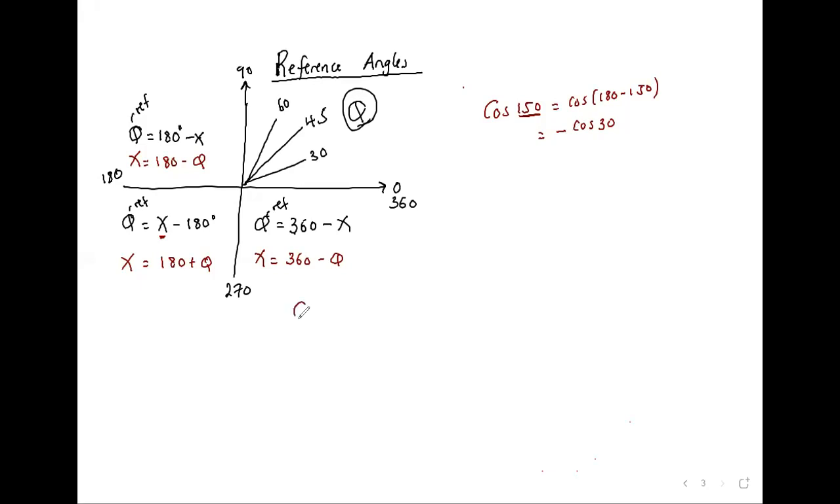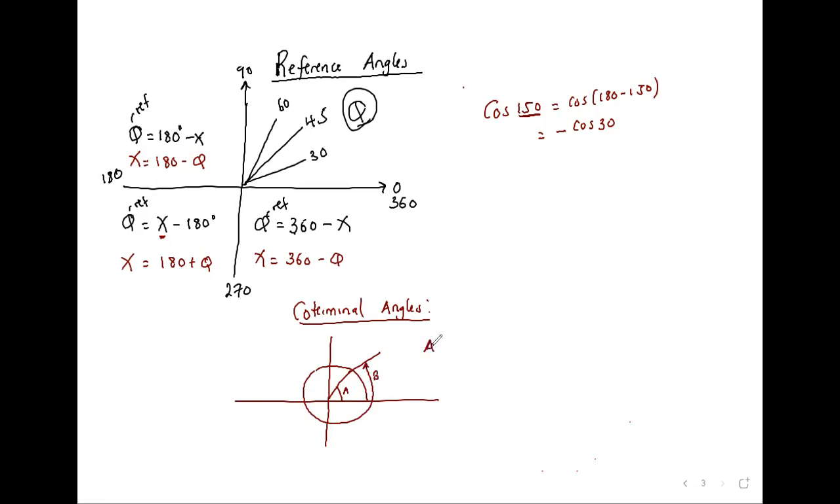A quick one is the coterminal angles. Coterminal angles, again, on the quadrant, we define this angle A to be coterminal to this angle B. So we say A and B are coterminal if they share the same starting point and end point.